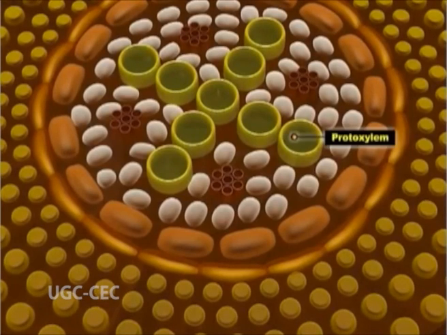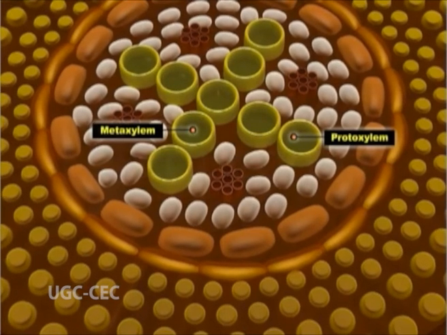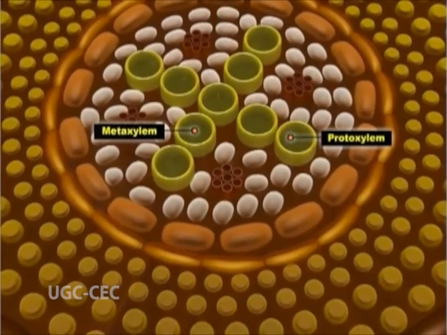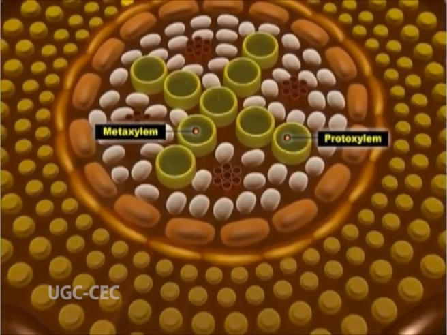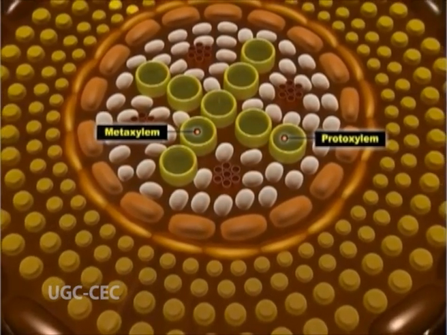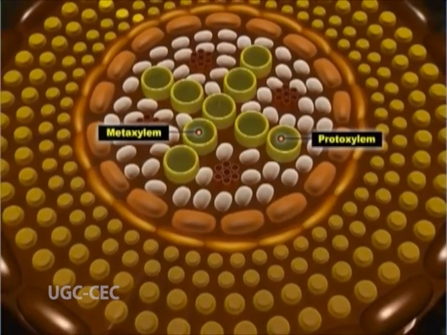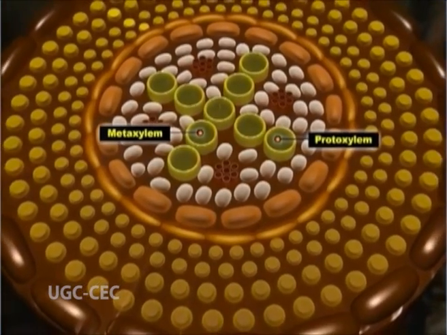The protoxylem, which is the first part of the primary xylem and is smaller in size, is located towards the pericycle, whereas metaxylem, which is formed later and is larger in size than protoxylem, is located towards the center. Such type of condition is termed exarch, where the primary xylem differentiates in a centripetal direction.